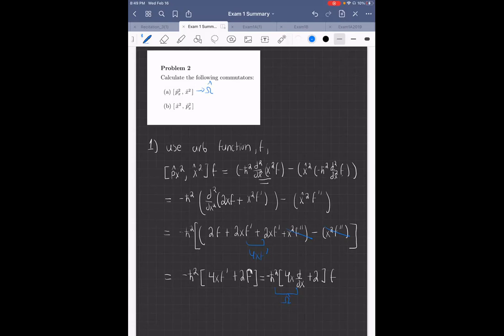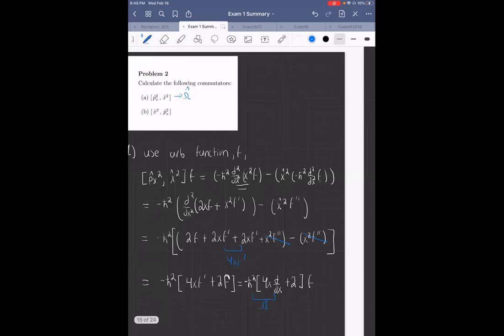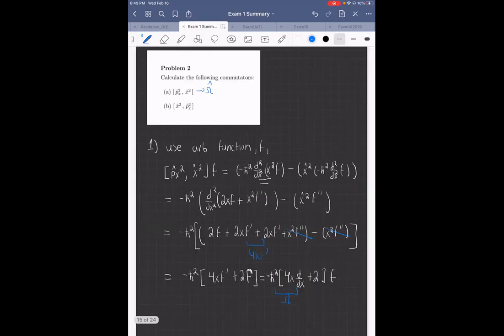But I have a question. Wait, so what is the answer? Just 4x plus 2? It's negative h bar squared, parentheses 4x derivative plus 2. Oh, it's the whole thing. It's the whole thing but f, because a commutator is just an operator. So we don't want to include f in our answer because that's what we're operating on. Okay, just drop off. Okay, thank you.